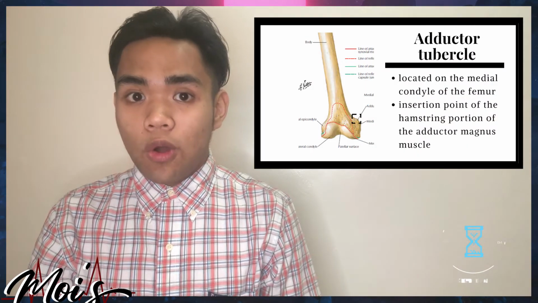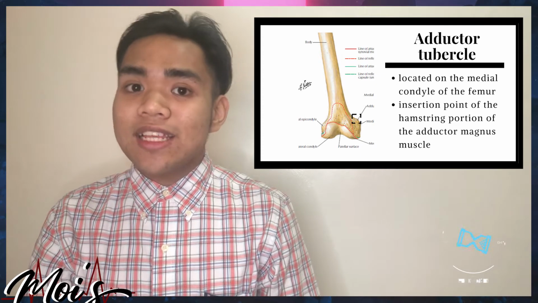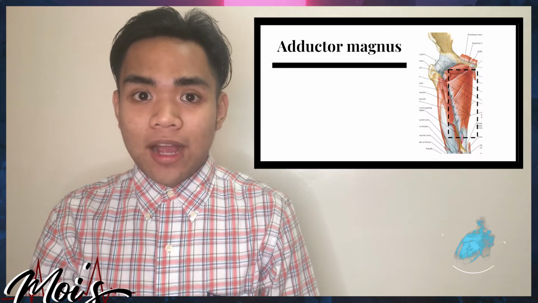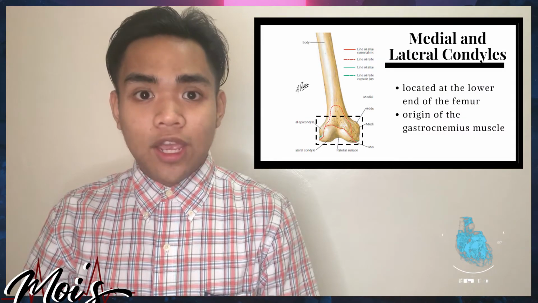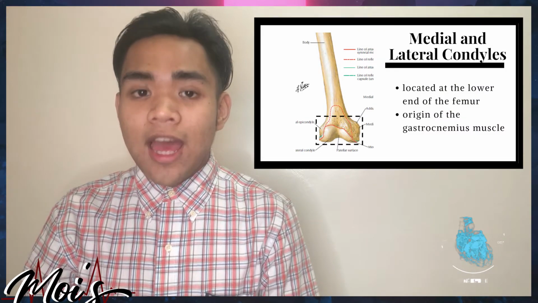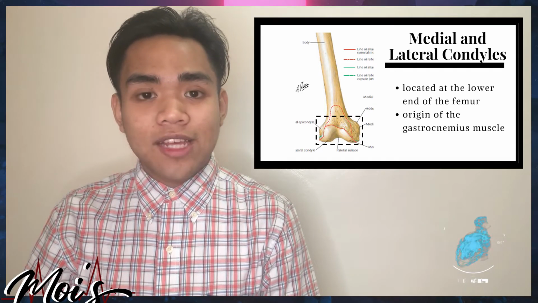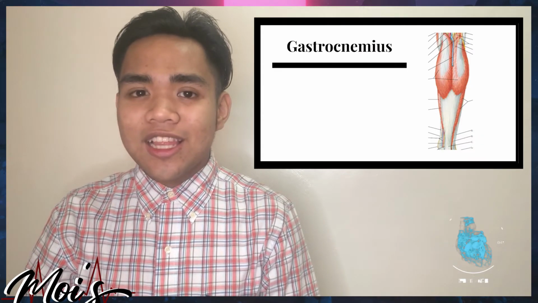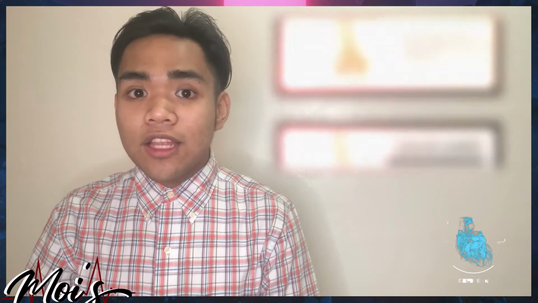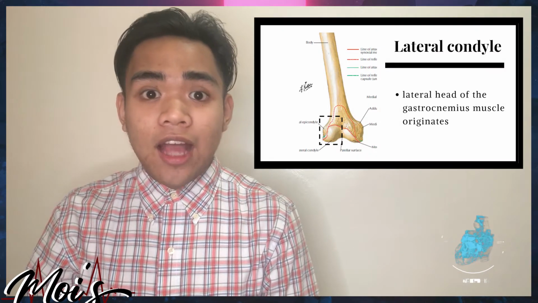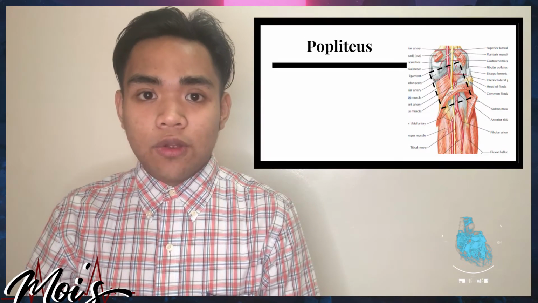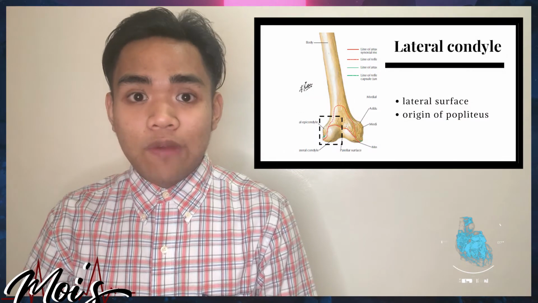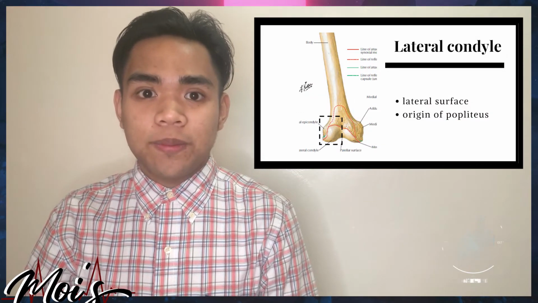The adductor tubercle is located at the medial condyle of the femur. This serves as the insertion point of the adductor magnus muscle. The medial and lateral condyle of the femur is located at the lower end of the femur. This serves as the origin point of the gastrocnemius muscle, in which the lateral head attaches to the lateral condyle while the medial head attaches to the medial condyle. The popliteus muscle originates from the lateral surface of the lateral condyle of the femur.